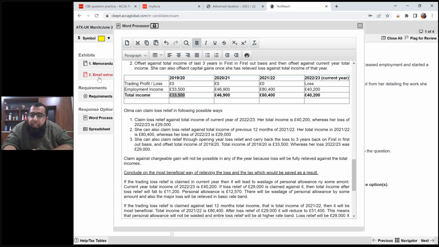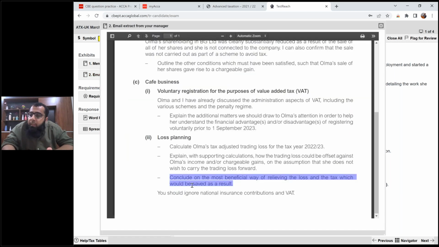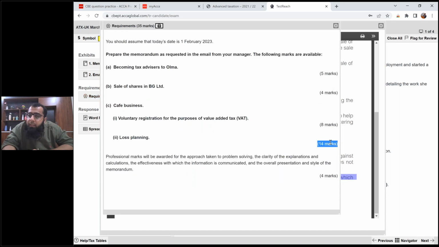Is there anything else which the examiner is asking? Nothing. And this is your requirement of 14 marks. Okay, let me repeat it again.